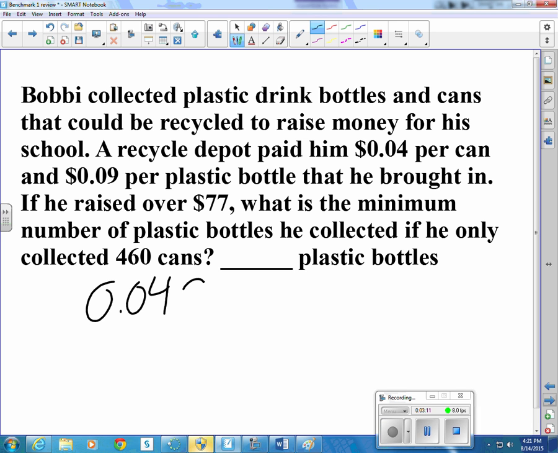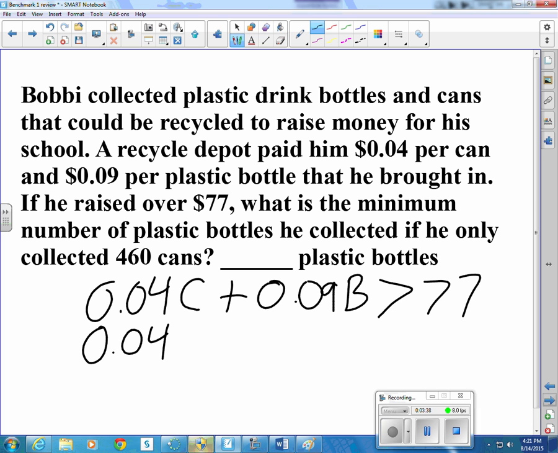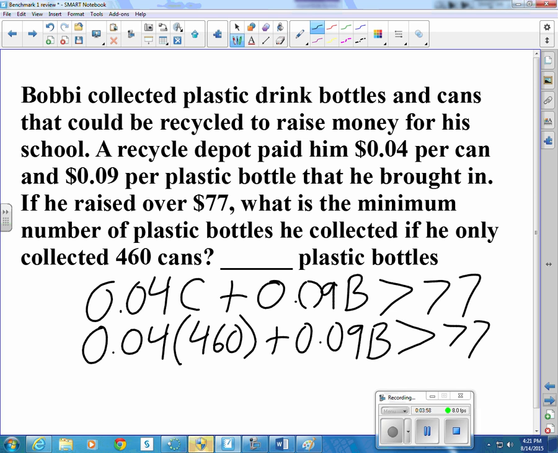0.04 times the number of cans plus 0.09 times the number of bottles. Well, not equal to, but greater than 77. We know the number of cans was 460, so 0.04 times 460 plus 0.09b is greater than $77.